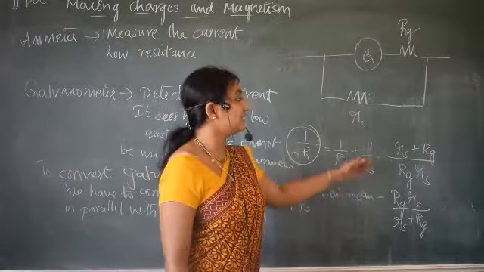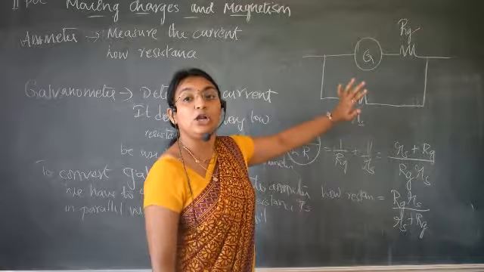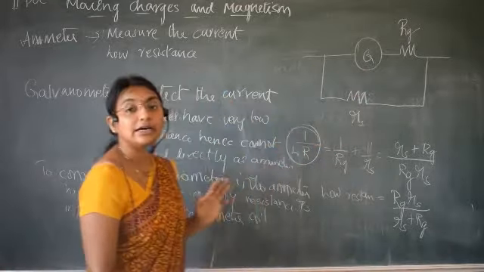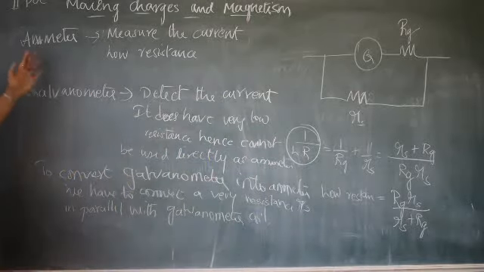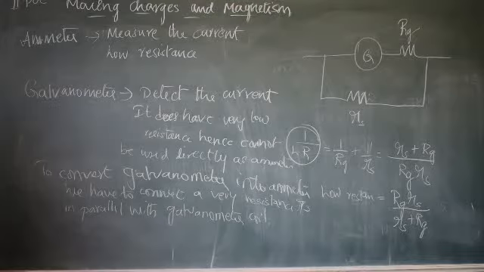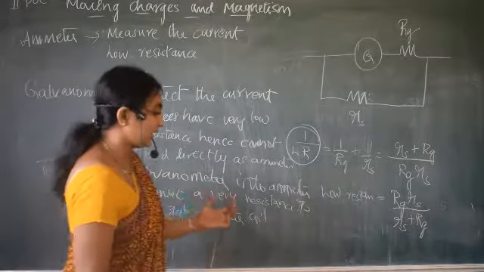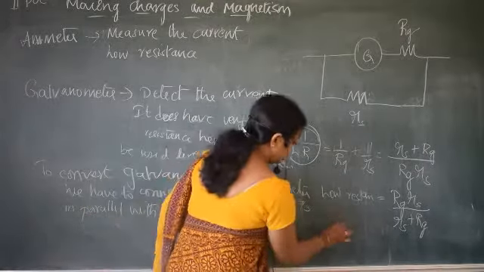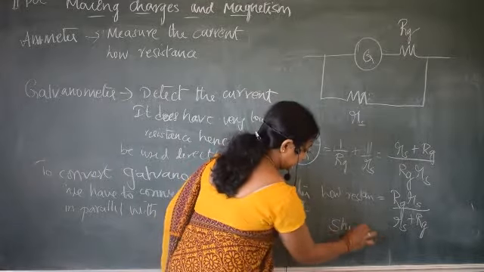Hence, we are connecting a low resistance in parallel with the galvanometer to convert it into an ammeter. Understood? How are we converting it into an ammeter? By connecting a low resistance. So we call this low resistance a shunt resistance. What do we call it? Shunt resistance.